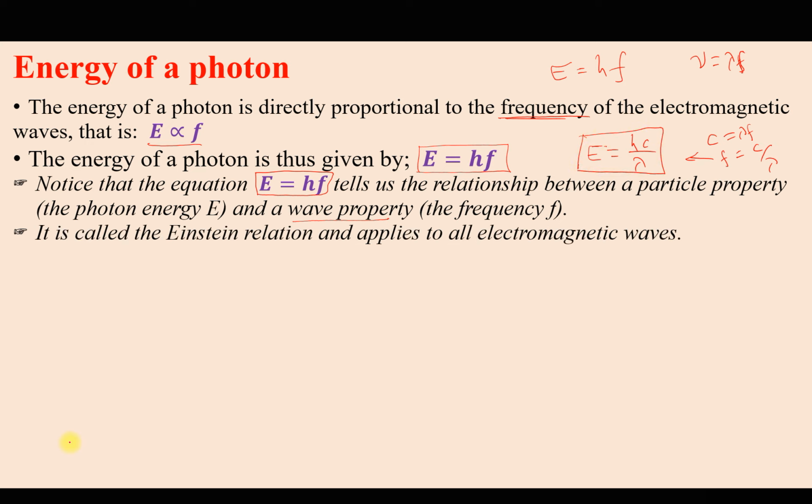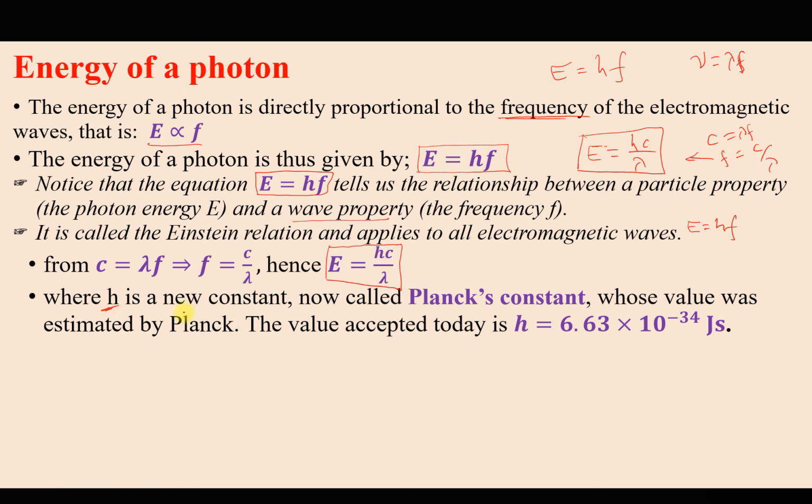This equation E equals HF is called Einstein's relation and applies to all electromagnetic waves. H is called Planck's constant and F is the frequency. So from the equation C equals lambda F, it implies that F is C over lambda. Therefore, we can modify the equation E equals HF to become E equals HC over wavelength, which we shall always use in calculations too.